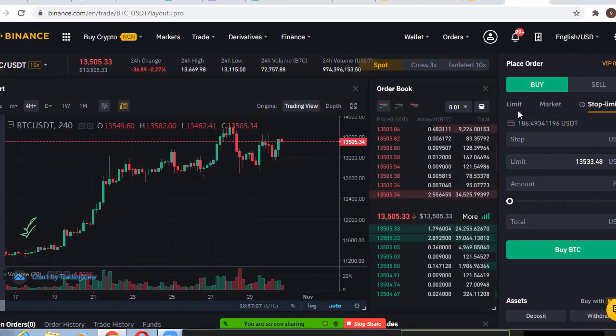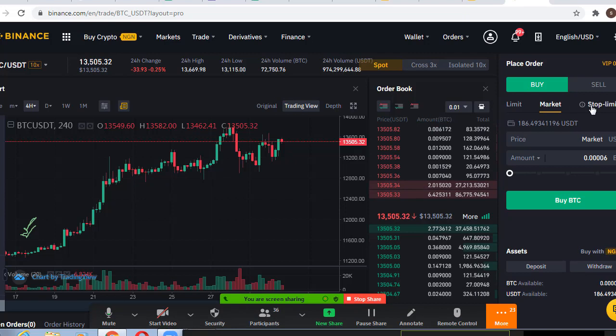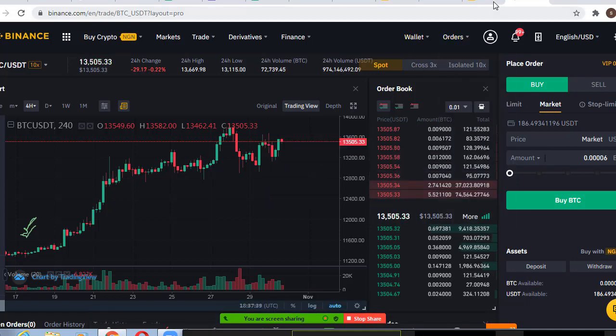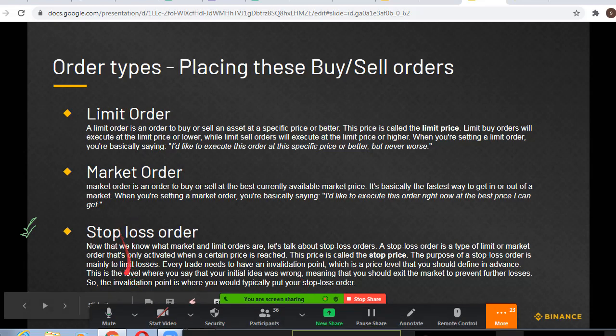So that is limit price, market, and stop limits. I said with market, you are buying at that market price. So if I just put anything here and place buy, I will buy Bitcoin and it will get executed. All right. So those are the types of orders.